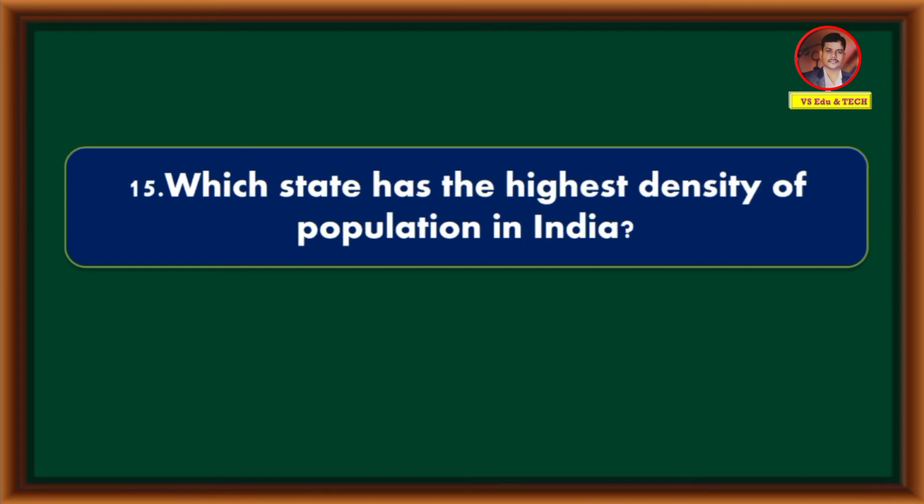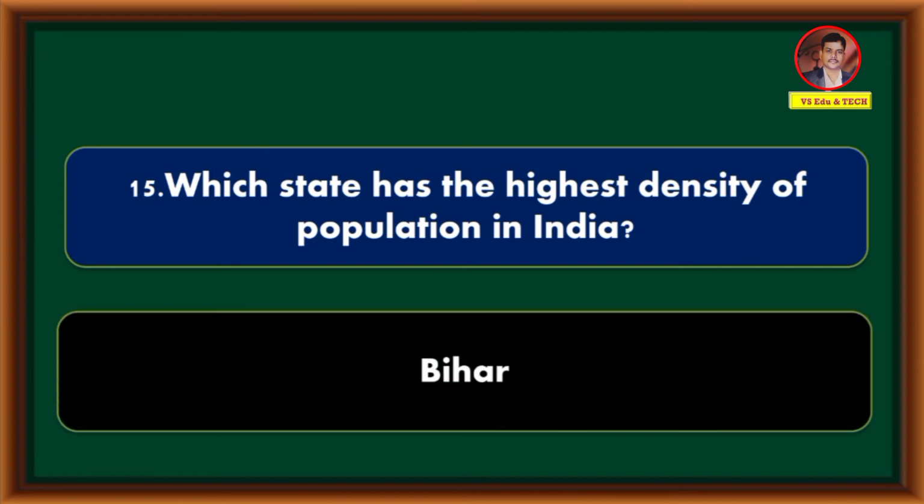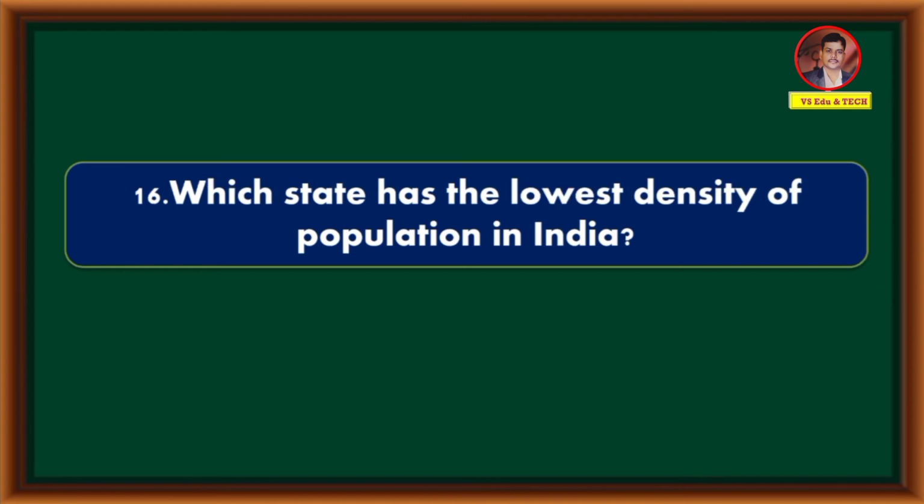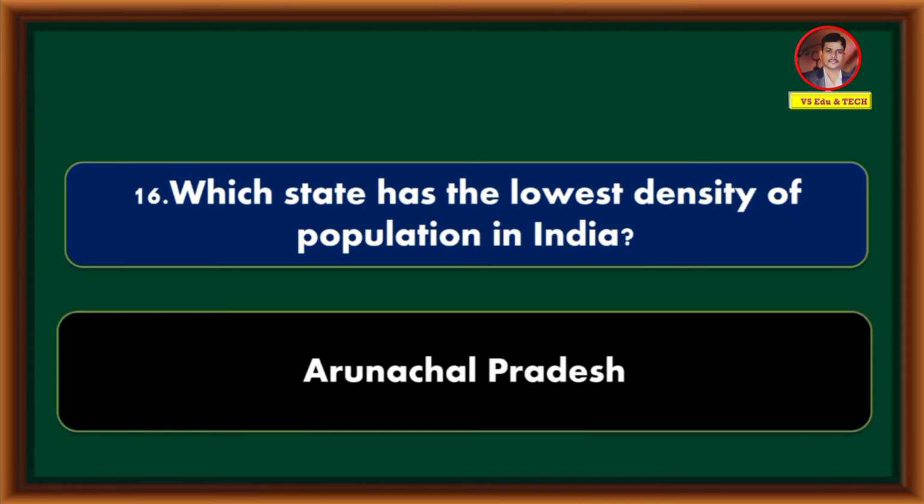Which state has the highest density of population in India? Bihar. Which state has the lowest density of population in India? Arunachal Pradesh.